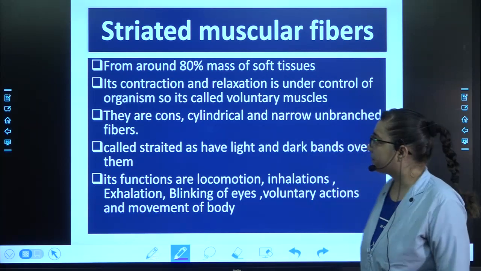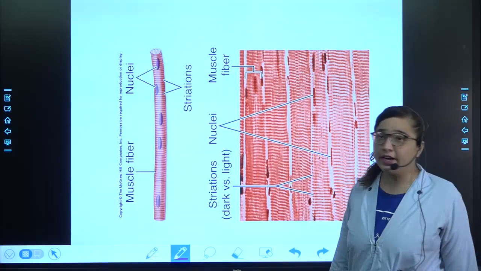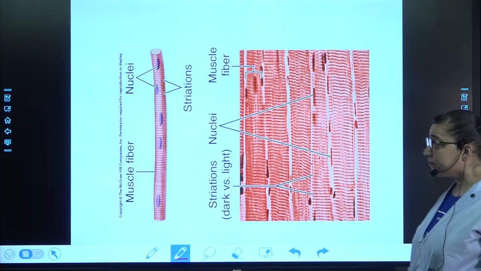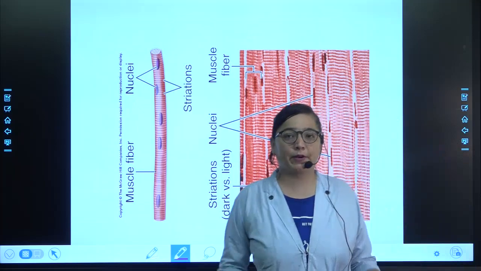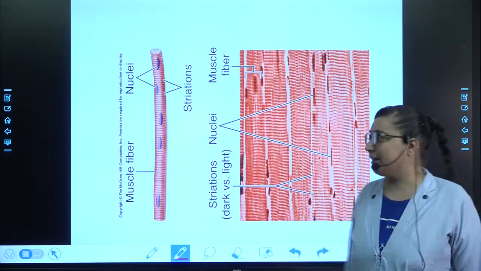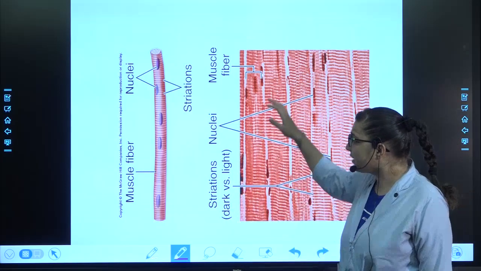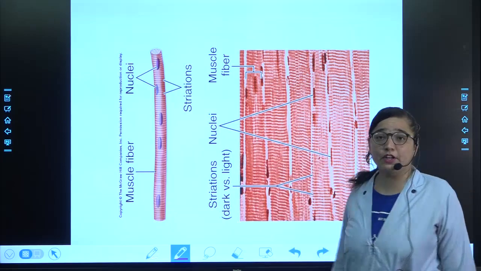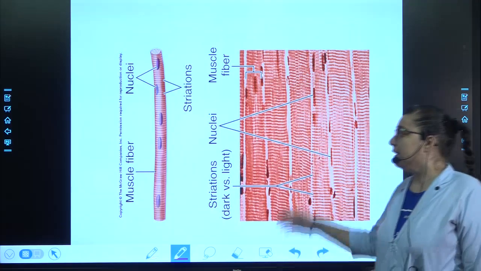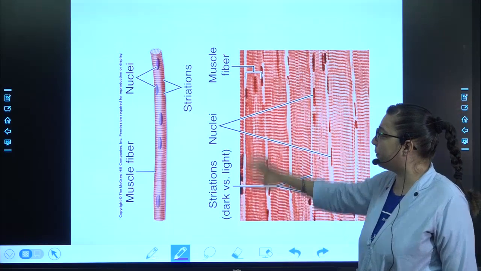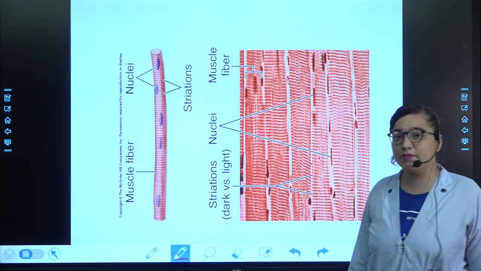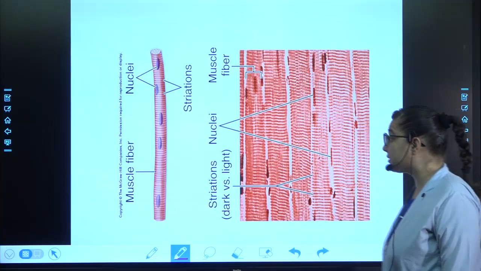Once again, you can have a look at it. This is how it is called striated muscle fibers. Why? Because of the dark and the light patches. And as you can see over here, these patches are helping in just observing. You'll be able to observe it, and that's why its name is given like that.